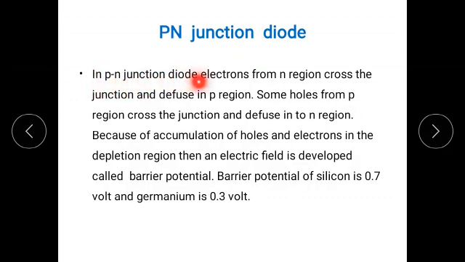In this p-n junction diode, electrons from the n region cross the junction and diffuse into the p region, and some holes from the p region cross the junction and diffuse into the n region. Because of the accumulation of these holes and electrons in the depletion region, an electric field is developed, and that is called the barrier potential.